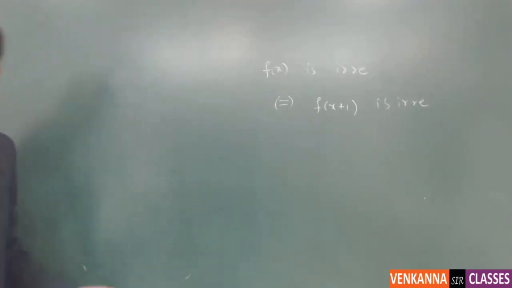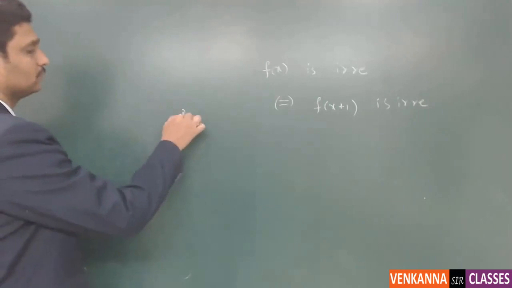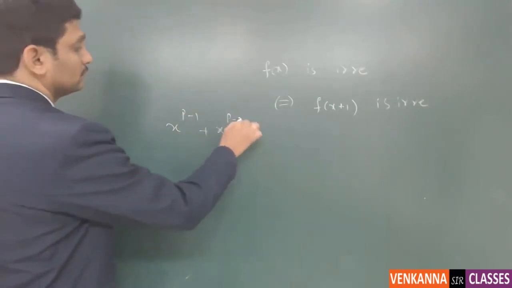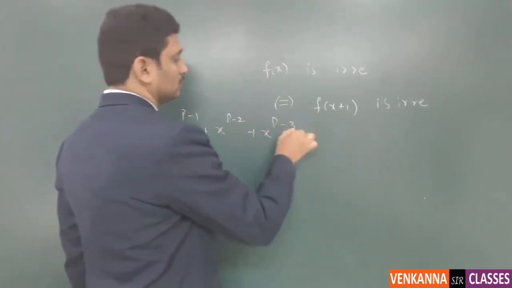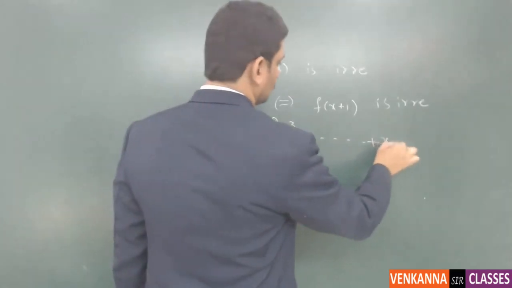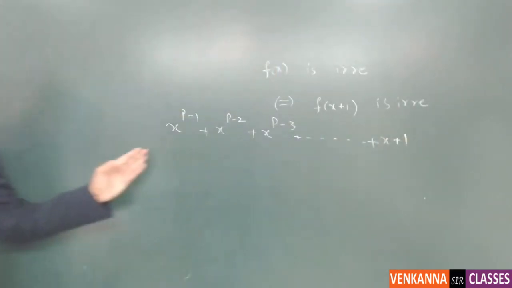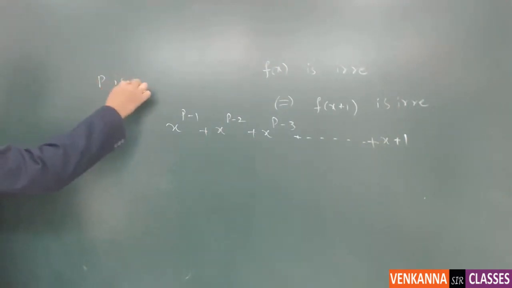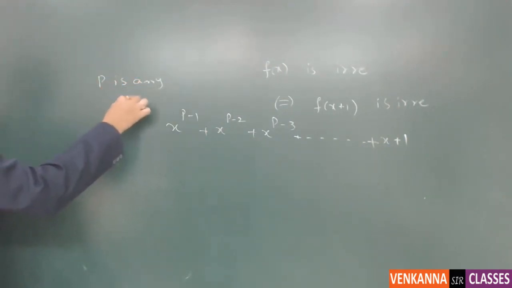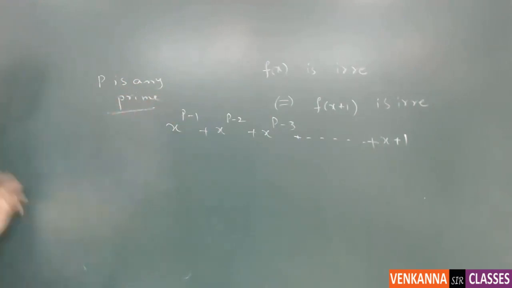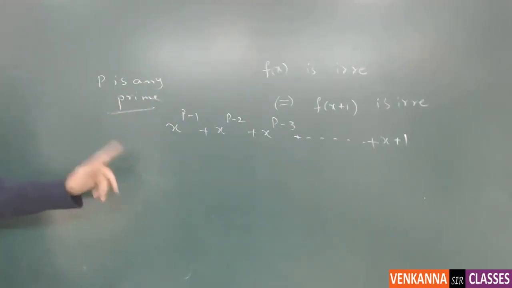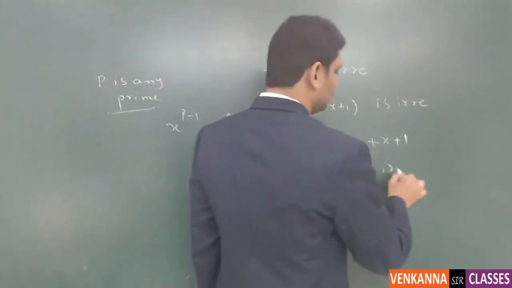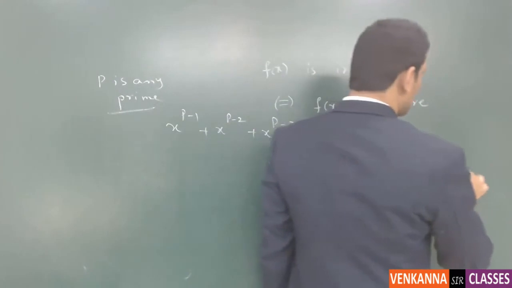So the question is, we are going to verify that this is the polynomial I have taken, where p is a prime number. P is any prime. Whenever you consider a polynomial of this form, it is always irreducible over the rational numbers Q.